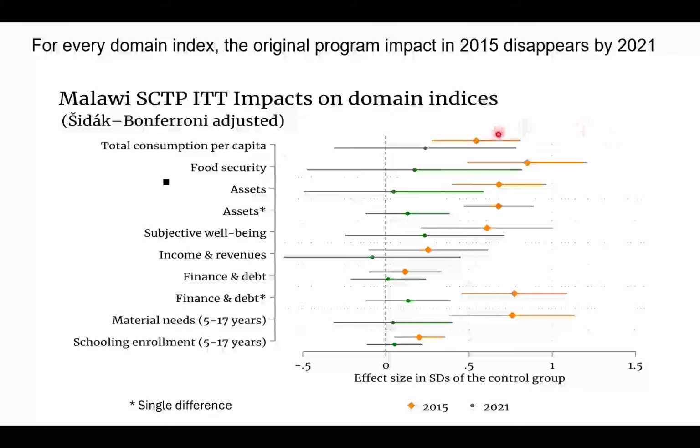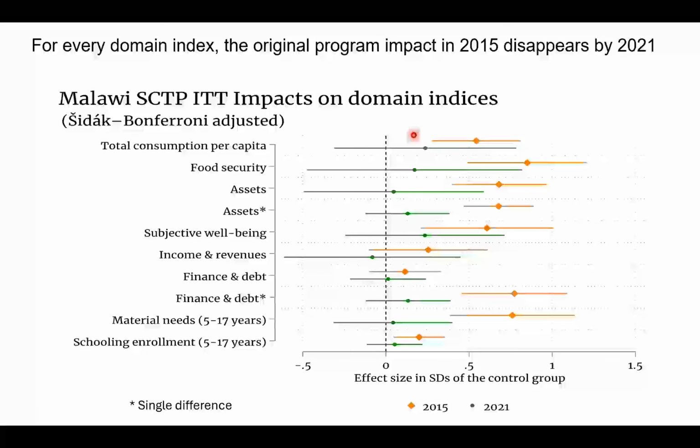In orange is the graph that I showed you already, which were the impacts at 2015 of the program. Basically what we did was replicate that analysis using the 2021 data. That's the green. And you could see that by the time we get to 2021, none of the original impacts persist. All of the impacts have disappeared. And again, I had foreshadowed that, right?